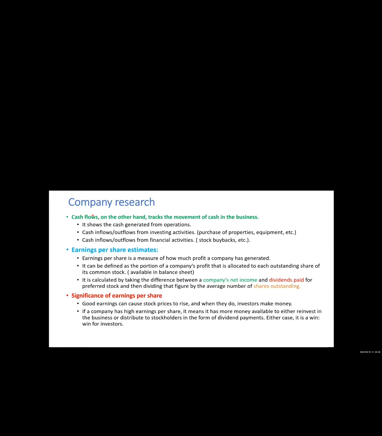So third is cash flows. Cash flows, on the other hand, tracks the movement of cash in the business. It shows the cash generated from operations. It shows the cash inflows and outflows from investing activities. So the company makes a purchase of properties, equipment, whatever it is that they use to run the business. You can see all the cash activity here. You also see cash inflows and outflows from financial activities, so stock buybacks. A lot of companies do stock buybacks. It is to reduce the total number of outstanding shares in the company.